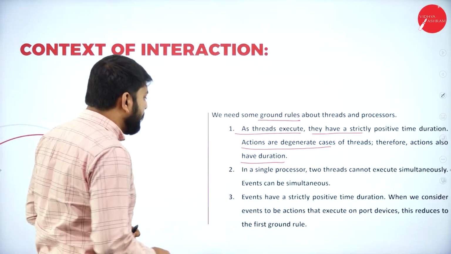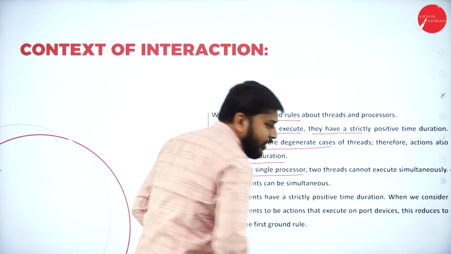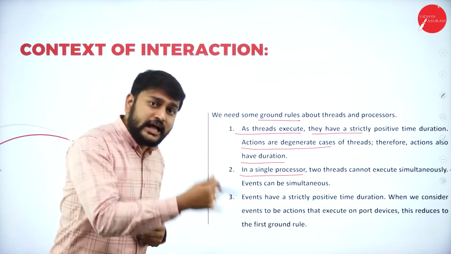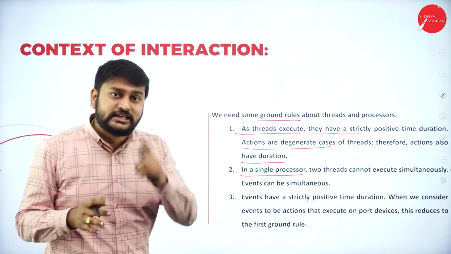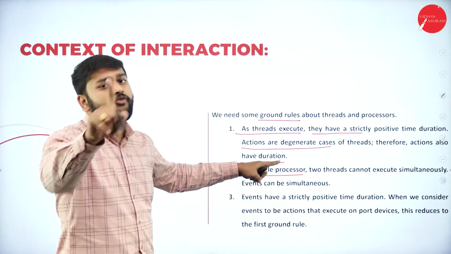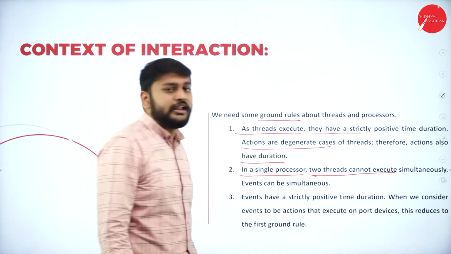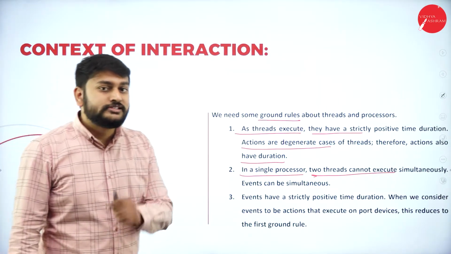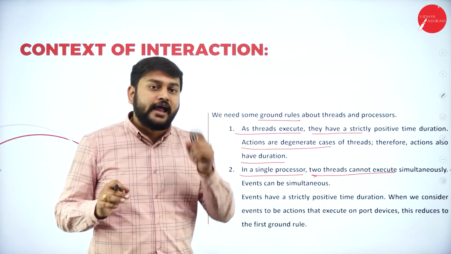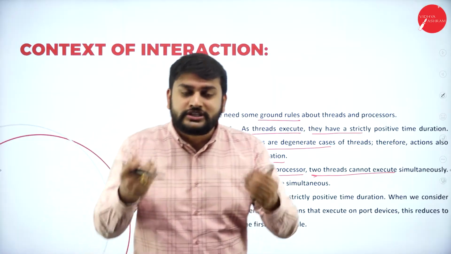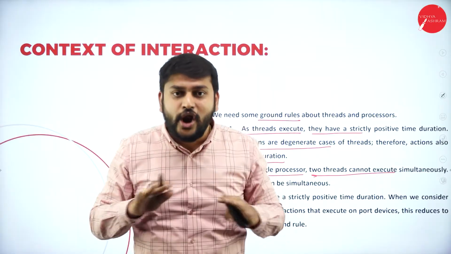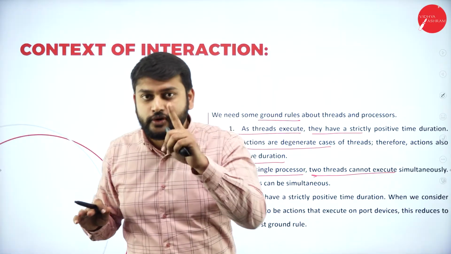When it comes to the second point, in a single processor, I have only one person to do the task. The person who is doing the task is what I will call a processor. I have only one person, but 2 threads cannot execute simultaneously. What is that? Please understand, I have only one processor. So simultaneously, 2 threads cannot get executed. That's what you need to understand.